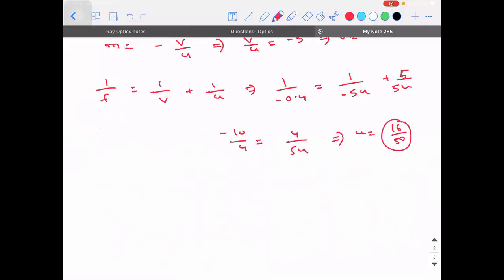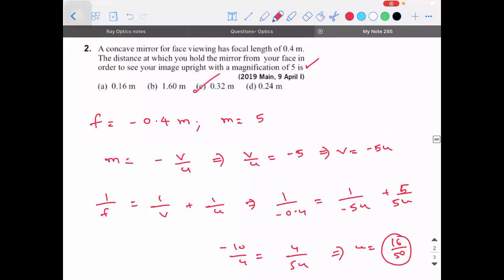Then 16 divided by 50. Sir, that is 0.32. That's it. Sir, there is a formula, that says dv by du is equal to v square by u square is equal to f by f minus u. That is when the object is placed linearly along the surface.